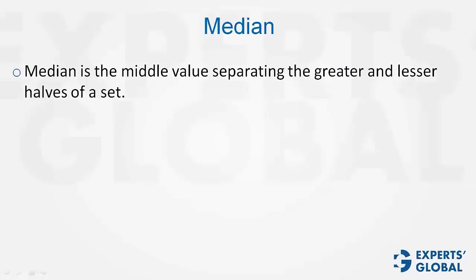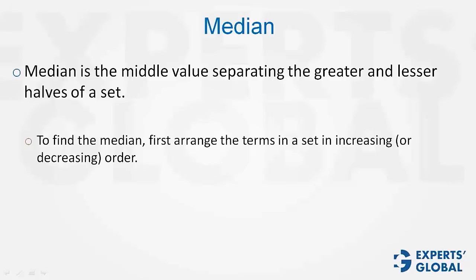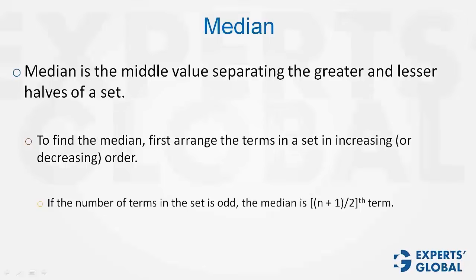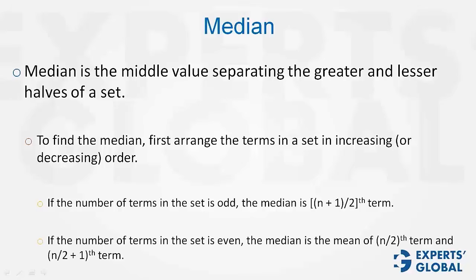Median. Median is the middle value, separating the greater and lesser half of a set. To find the median, first arrange the terms in a set in increasing or decreasing order. If the number of terms in the set is odd, median is the middle term, the (n plus 1) divided by 2 th term. If the number of terms in a set is even, the median is the average of the two middle terms, the n divided by 2 th term, and the (n divided by 2 plus 1) th term.